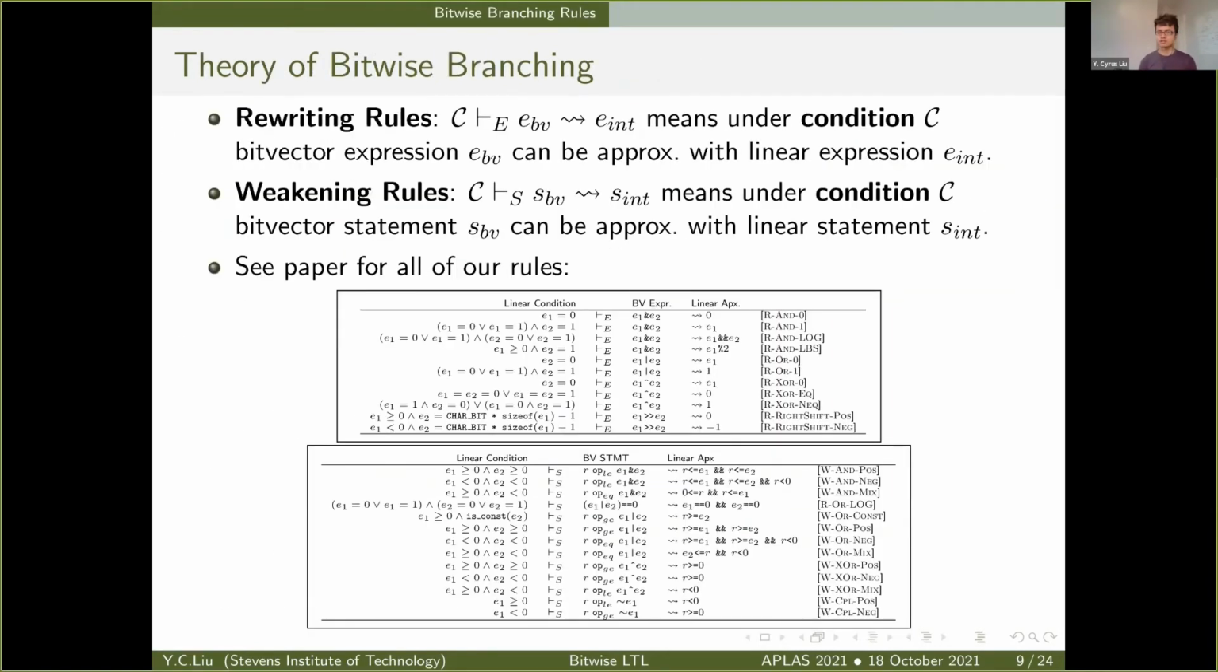Goes beyond to these examples, and then we came up with this theory of bitwise branching, and we provide two sets of bitwise branching rules here. The first one is rewriting rules to approximate the Bitvector expressions, and also another one, weakening rules, to approximate the Bitvector statement here. There are more details about the rules in our paper. You are always welcome to check them out.